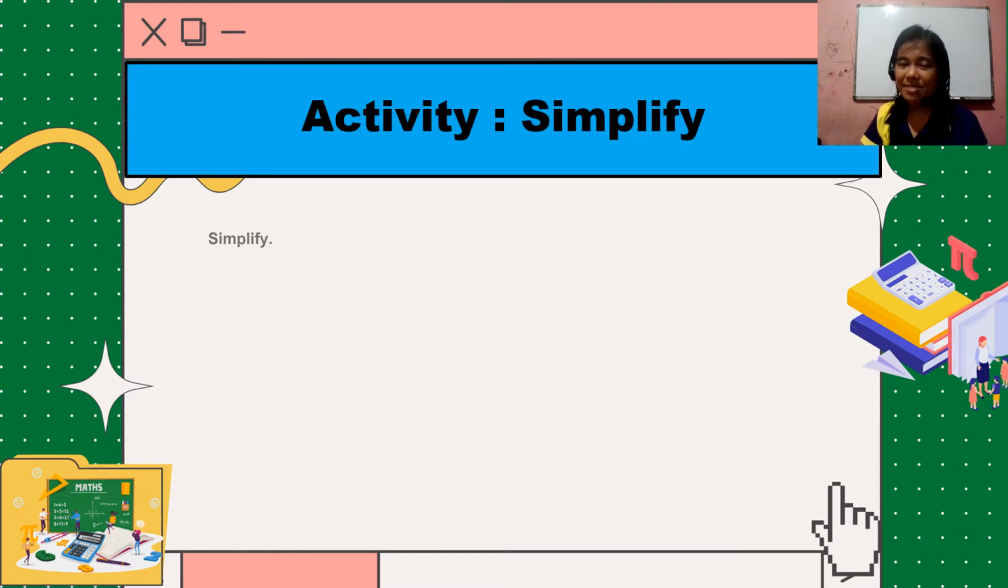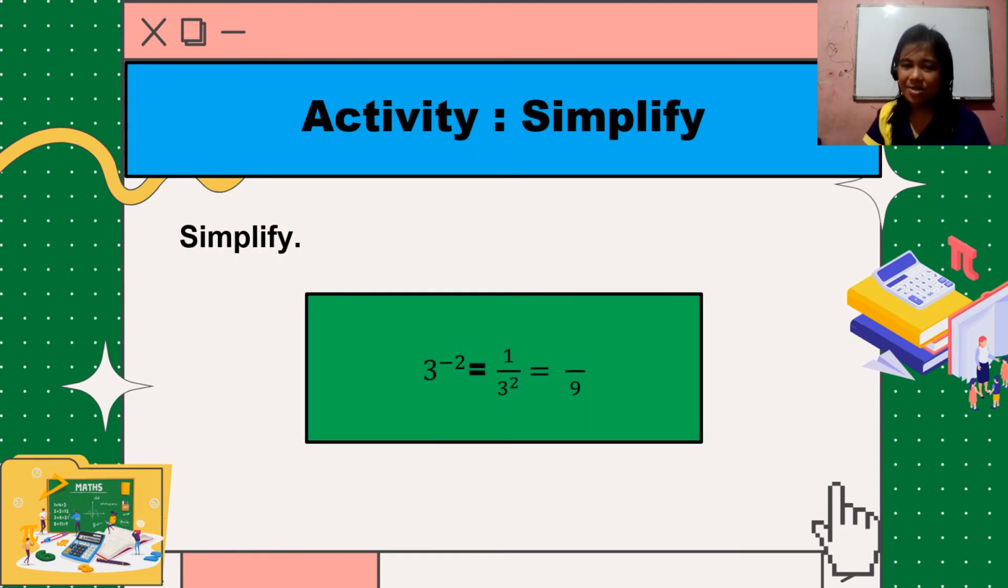Ito naman, simplify daw. Okay. Observe nyo lang. So, from the given na 3 raised to negative 2, bakit kaya naging ganito? Observe lang muna. Tapos, ano kaya yung nandito? So, clear naman siya, 'di ba? Saan ba galing yung 9? Eh, di sa 3 squared. So, ibig sabihin, ano yung dapat nandito? Copy lang natin yan dyan. So, meron tayong 1. Okay? So, 1 over 9. Pero observe nyo ha, para mamaya malaman natin kung bakit nagkaganyan.